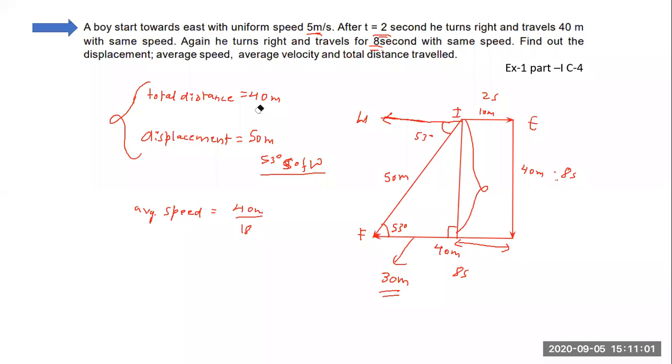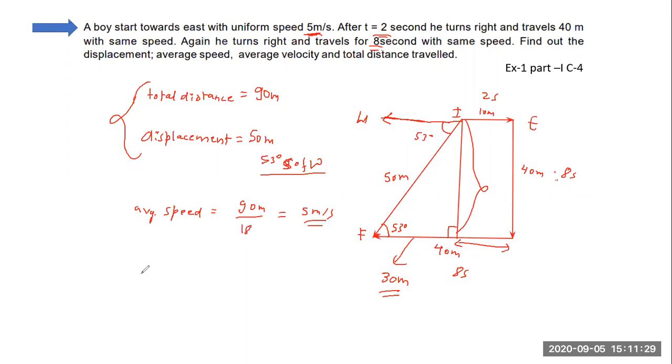Some mistakes. This is not 40 meter. I know 10 plus 40 plus 40. This is what, 90 meter. Okay, so over here it will be 90 meter divided by 18, which is again equal to 5 meter per second. Why is that so? It's coming the same because it is not changing the speed at all. It's moving at constant speed. So instantaneous speed is equal to average speed in this case.